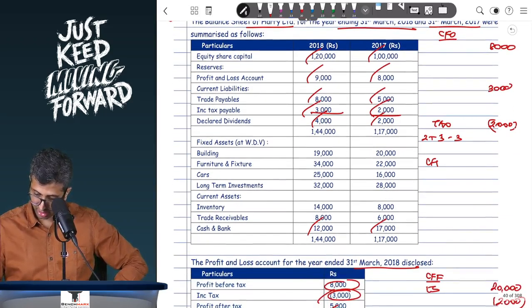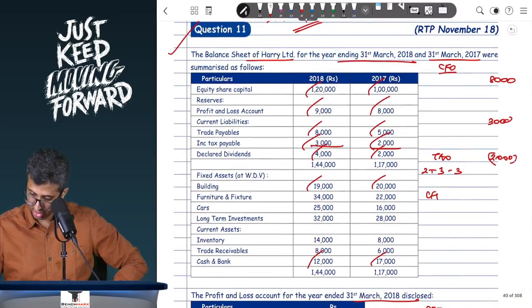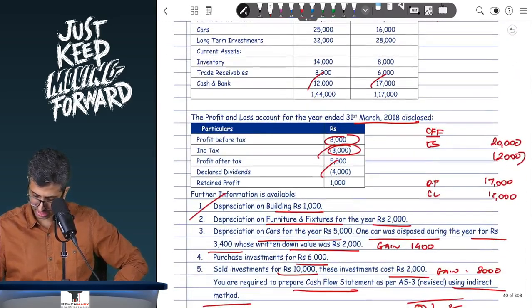Then you have building. अच्छा, ओपनिंग में 20 था, क्लोजिंग में 19 हो गया. That is due to 1000 depreciation. 1000 आपका depreciation है, there is nothing else.